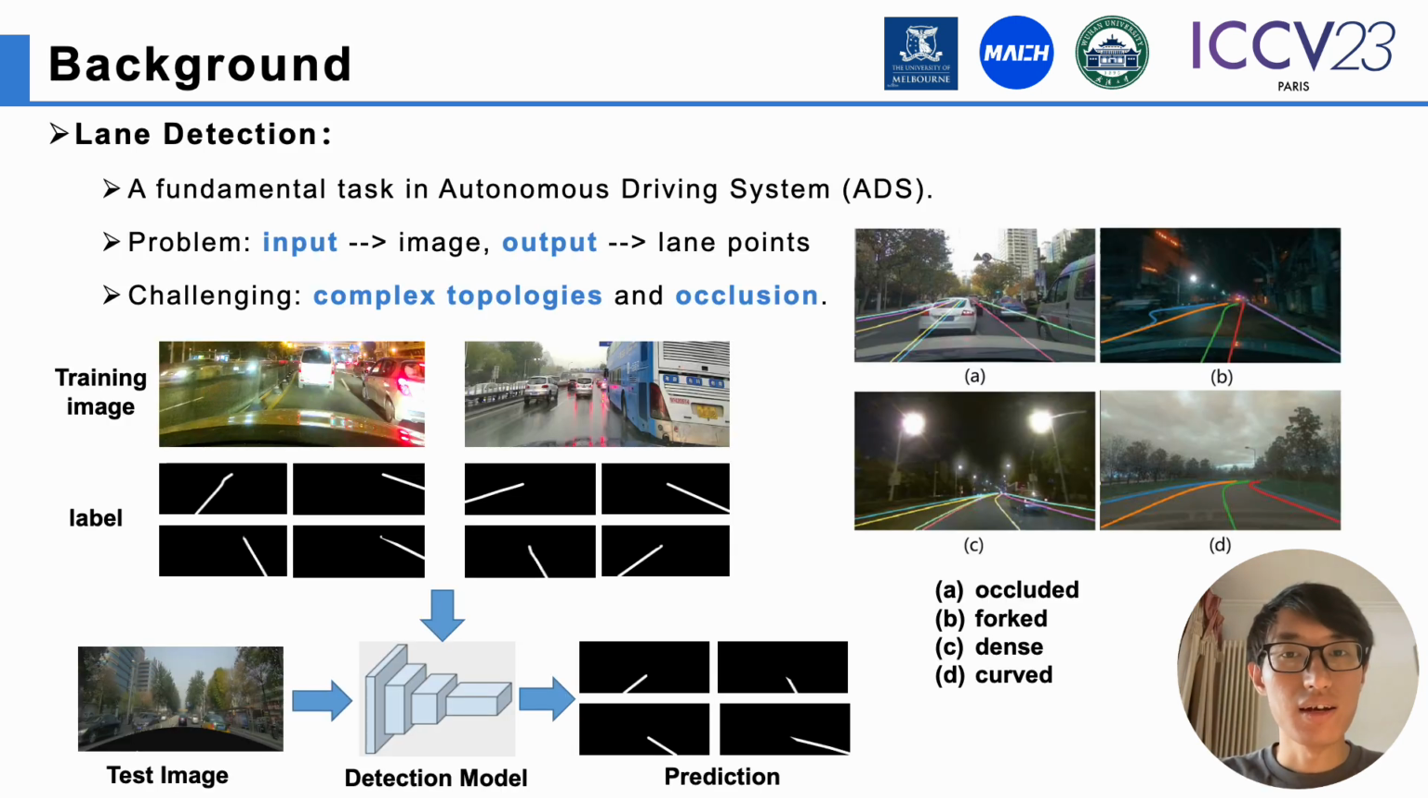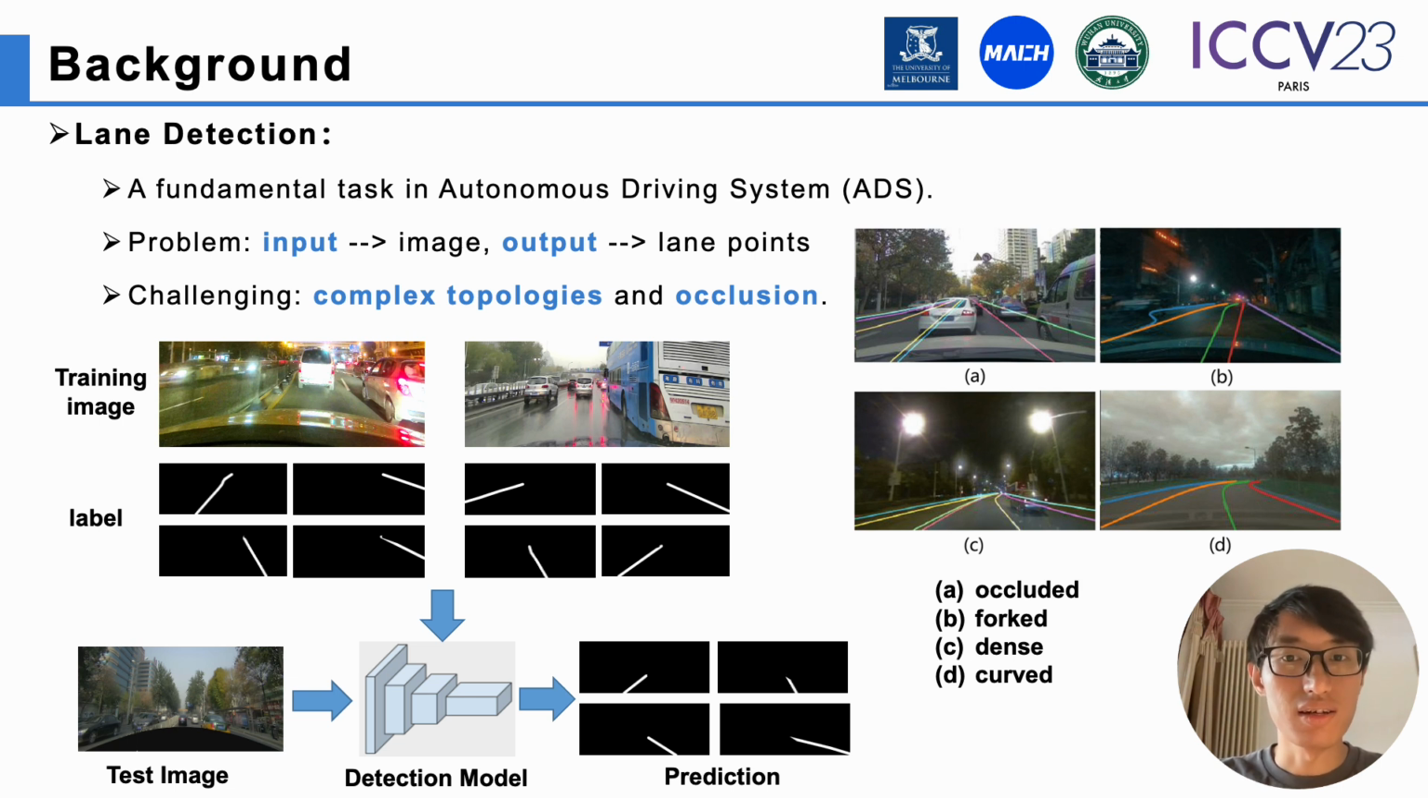Lane detection is a fundamental task in autonomous driving systems. It is a supervised learning problem, where during training we use pairs of images and labeled lane points to train the detection model, and during test, given an input image, the model will predict the corresponding lane points.